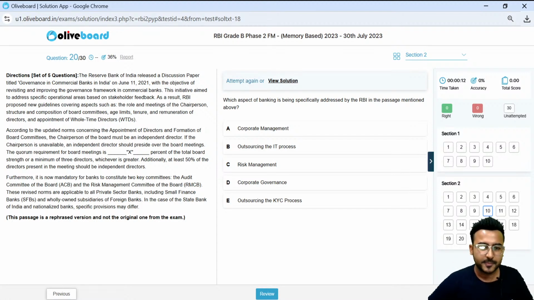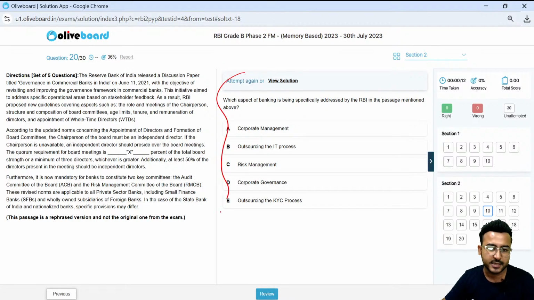Which aspect of the banking is being specifically addressed by the Reserve Bank of India in this particular para? Most easiest question is what I can say. The easiest question, anyone can answer this. The answer is in the second line.